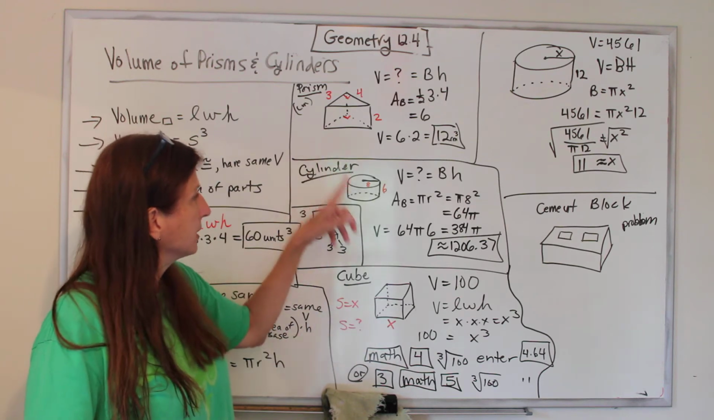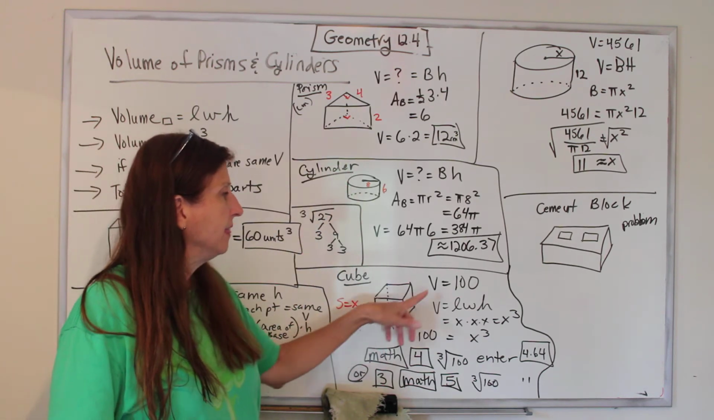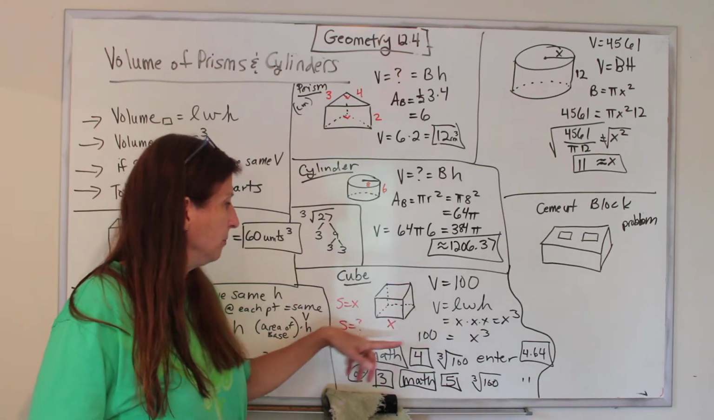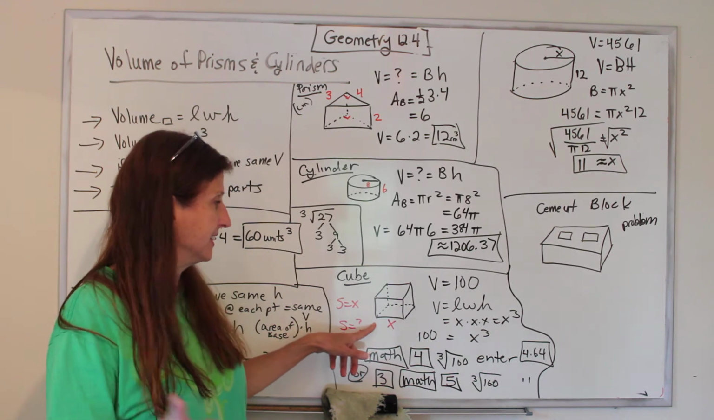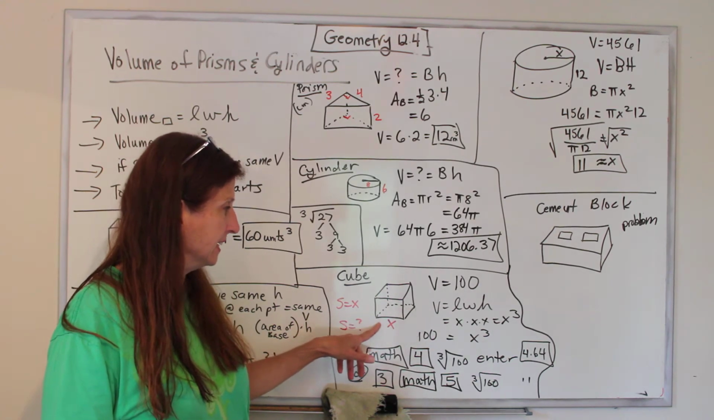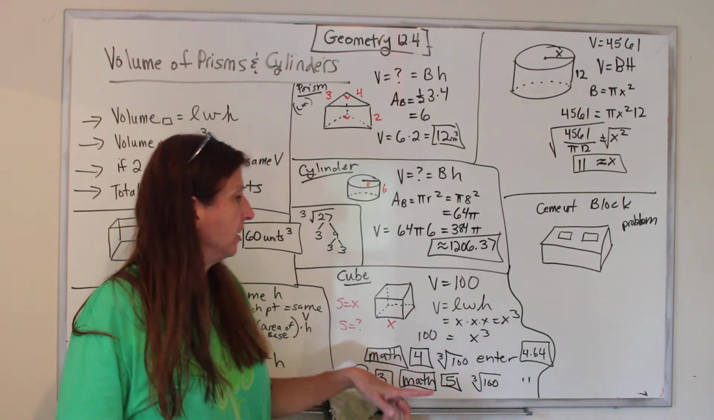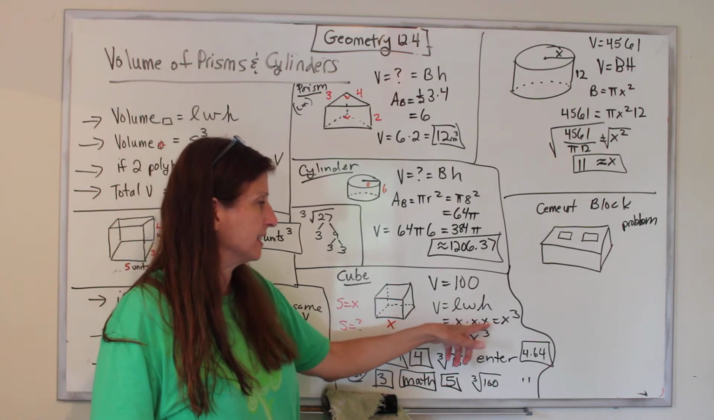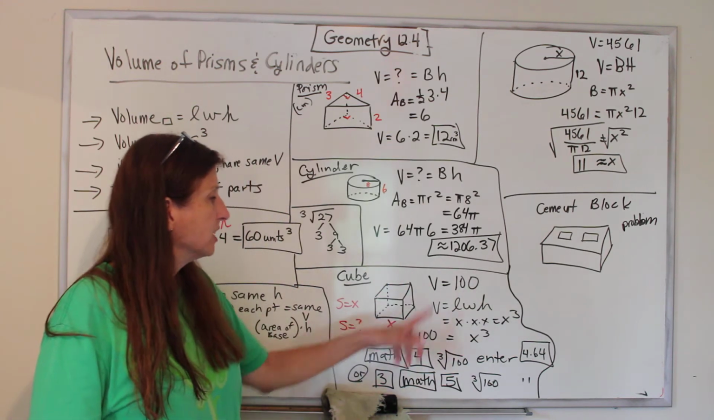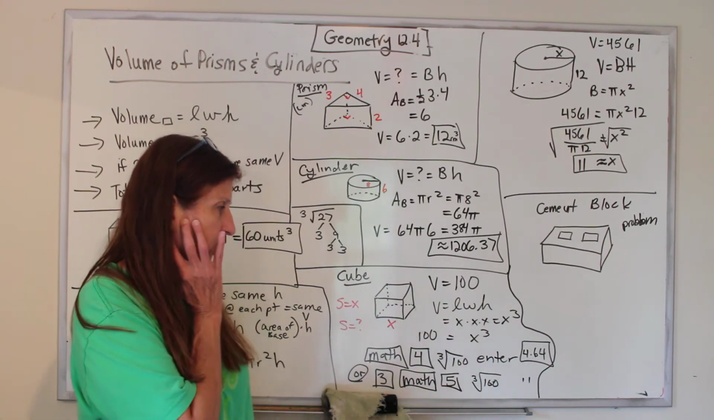Okay, now what about if it's a cube? We did a prism, a cylinder, and now a cube. This time they told us the volume. They didn't tell us the side, and we have to figure out what the side is. We know the volume is length times width times height, which is x times x times x, which is x cubed. So 100 equals x cubed.